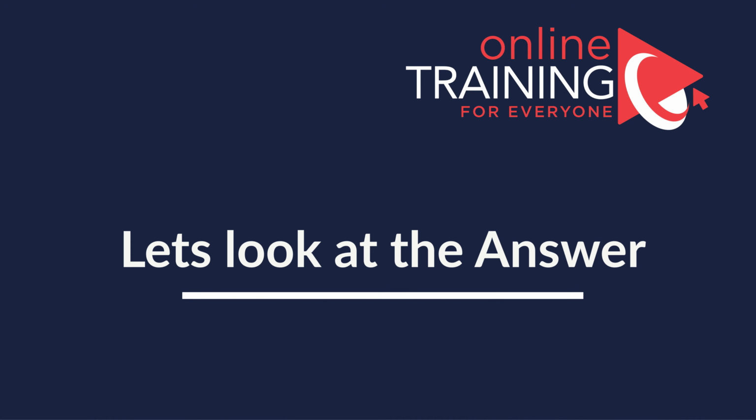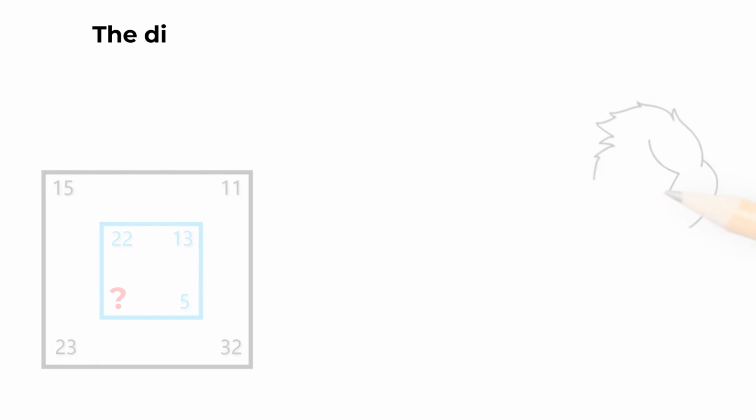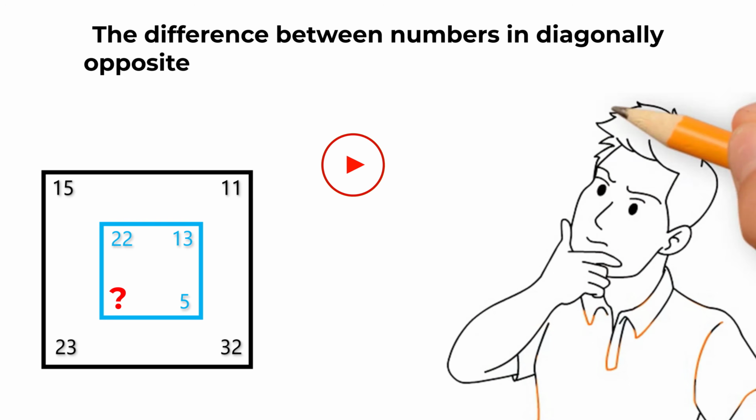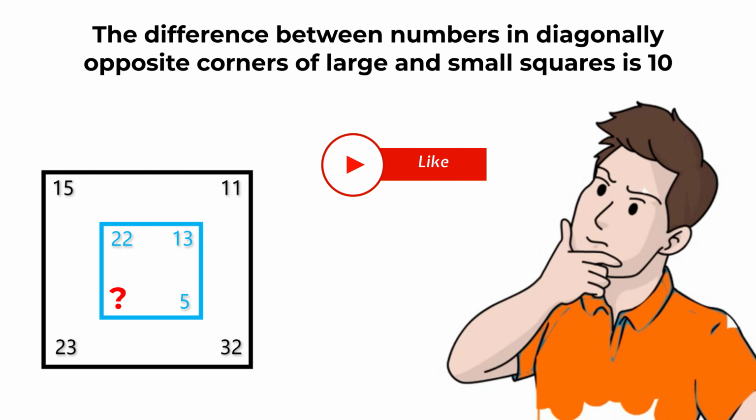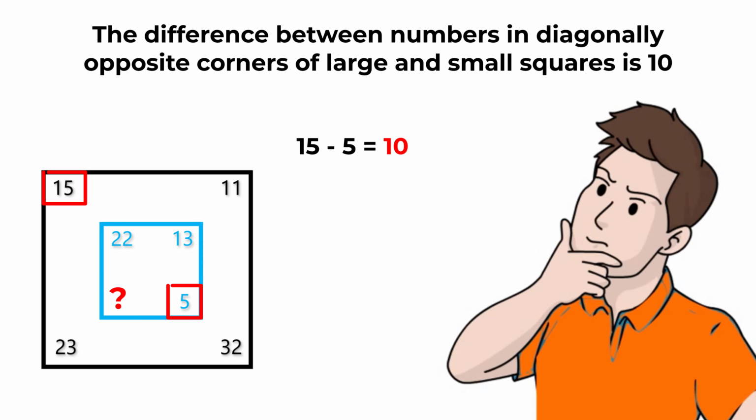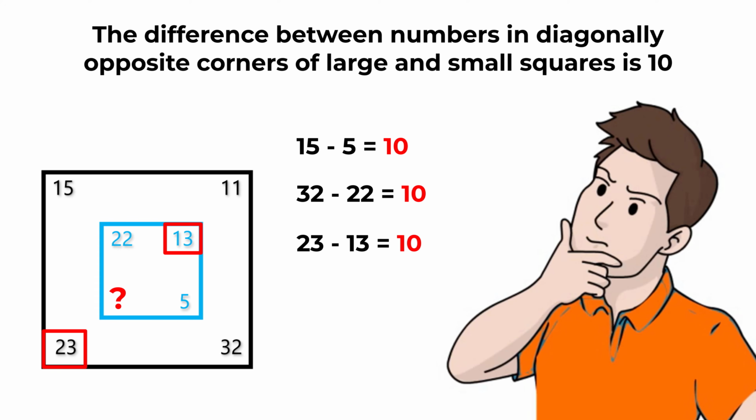As you might have guessed, the pattern here is that the difference between numbers in diagonally opposite corners of the larger and smaller squares is 10. For example, let's look at the upper left corner. The difference between 15 and 5 is 10. If we look at the bottom right corner, the difference between 32 and 22 is 10. And the lower left corner, the difference between 23 and 13 is 10 as well.